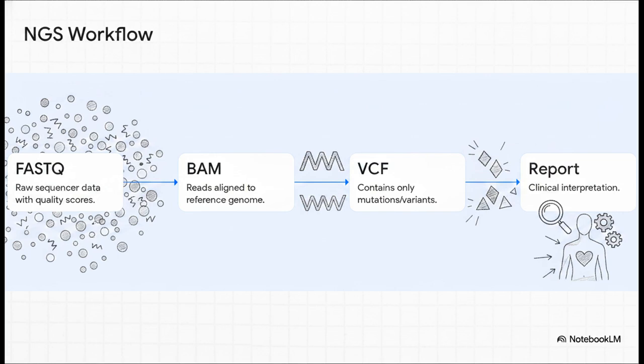You can really think of this entire pipeline like a massive data funnel. We start at the very top with billions of raw data points in what's called a FASTQ file. Then, through a series of computational steps, we filter all that noise down into a BAM file, then a VCF, and finally, those crucial actionable insights you see on a doctor's clinical report. It's honestly an incredible process of data reduction.